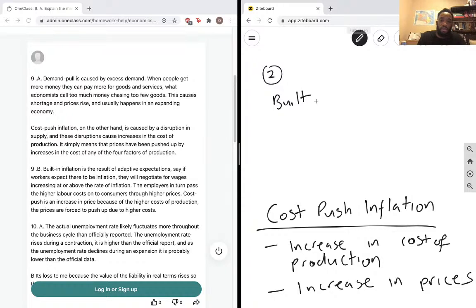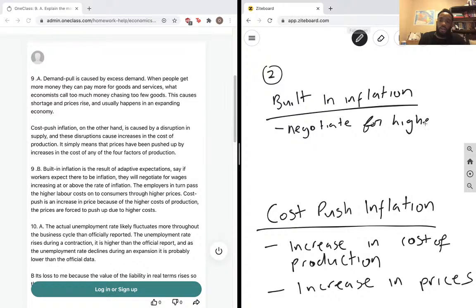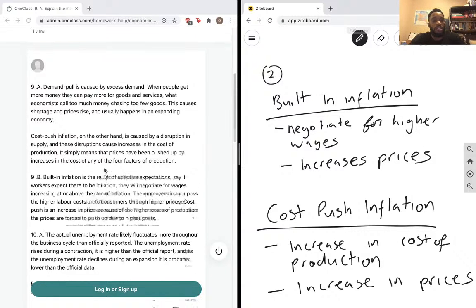Say, built-in inflation. So that is when workers expect there to be inflation and they negotiate for higher wages, and if they negotiate for higher wages, their employers, who are also the producers in this case, have to get that money from somewhere to pay their employees higher wages, and that usually comes from increasing prices and charging consumers more. So that answers the second part of the question.